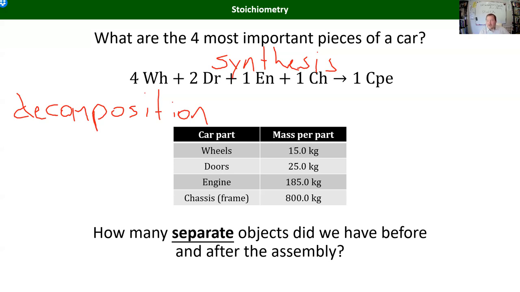Right. You can end up with more pieces than you started with. You can end up with fewer pieces than you started with, but the mass has to be the same. No matter whether I'm taking a bunch of separate pieces and putting them together or taking one object and breaking it up, I still have the same mass before and after. I still have the same number of atoms before and after. They're just arranged differently.